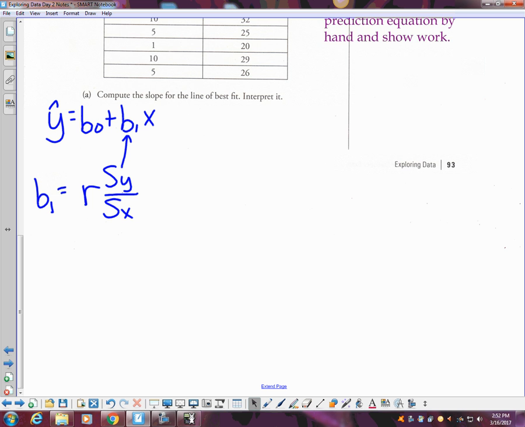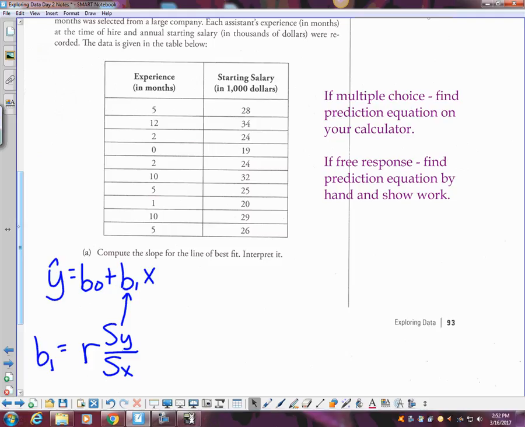Okay, so I want you to pause the video. I want you to go type this data into your L1, L2, and do 2 variable stats to get your standard deviation and your average for your X's and your Y's. And you also need to get your equation of the line because you need your R. So pause it, do both of those things, and then hit play once you're good.